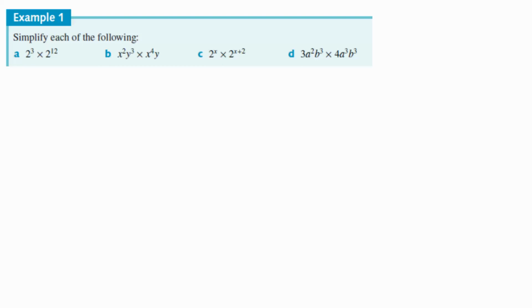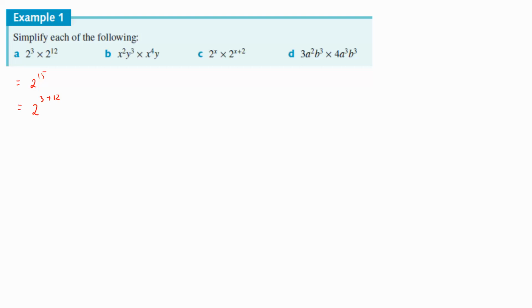Now, Trent said 2 to the power of 15. How did Trent get his answer? Can you describe that to me, Will? What did he do to get 2 to the power of 15? He just added the powers together. Good. You add the powers together, so it's 2 to the power of 3 plus the 12 gives you 2 to the power of 15.